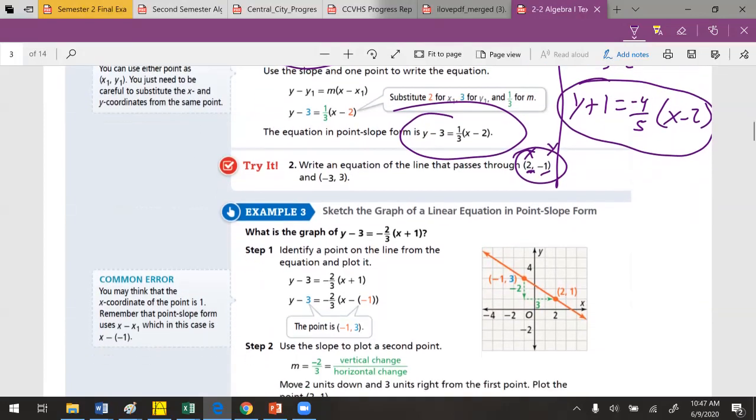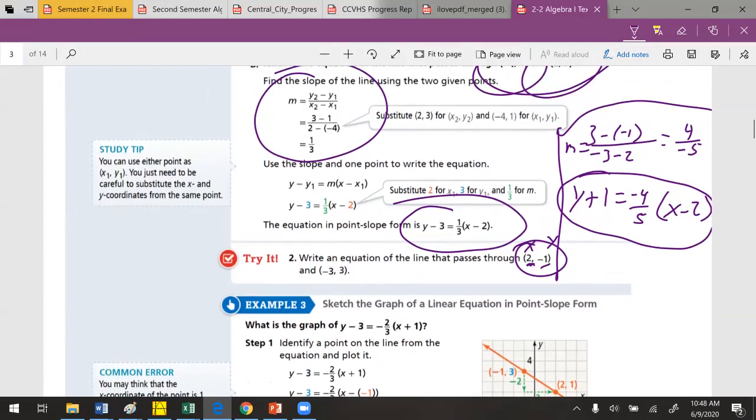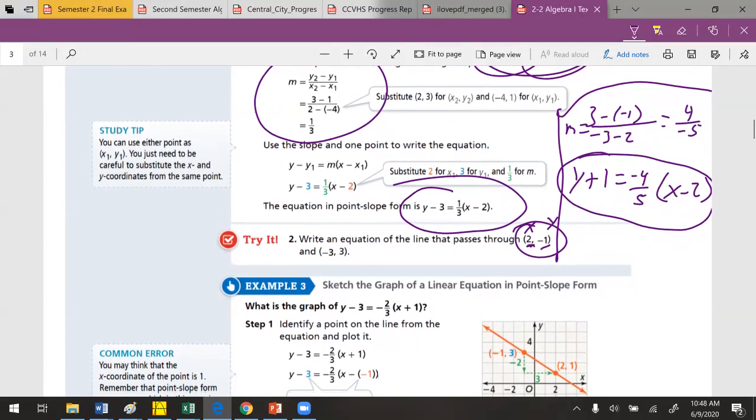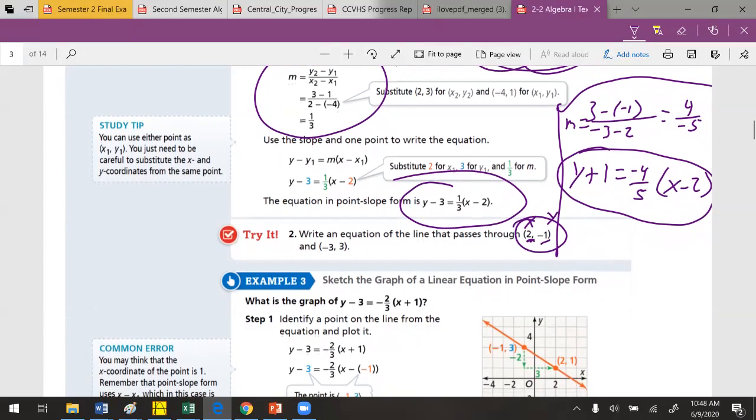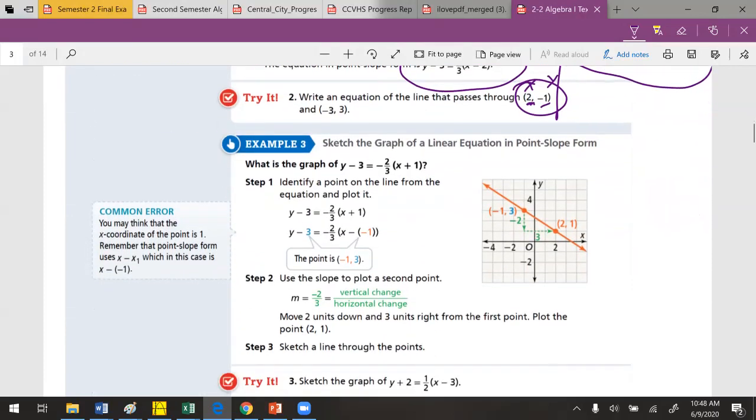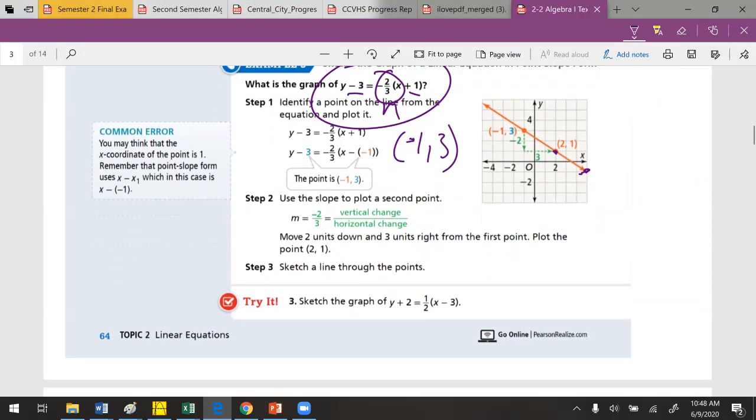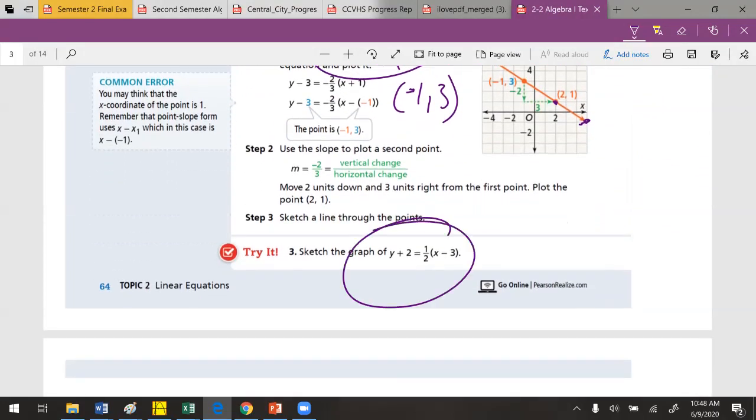Let's look at the next example here. I'll leave that up for a few more seconds so you guys can digest it. And here we go. Next one here. What is the graph of this? Well, we have a point already. That's our slope, and that's our point. It's (-1, 3). Graph that, and since your slope is -2/3, we go down 2 to the right 3. That's our next point. Draw your line. Remember, you only need 2 points to make a line. Very simple.